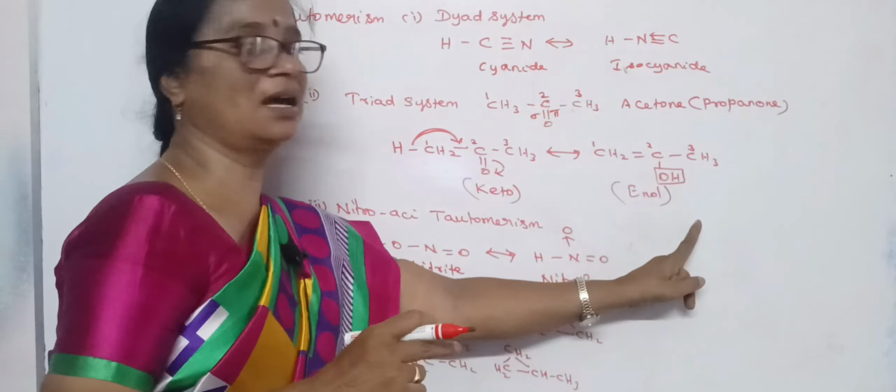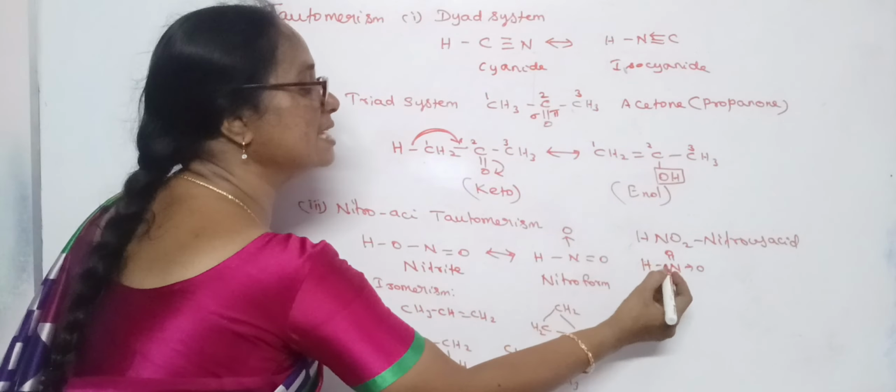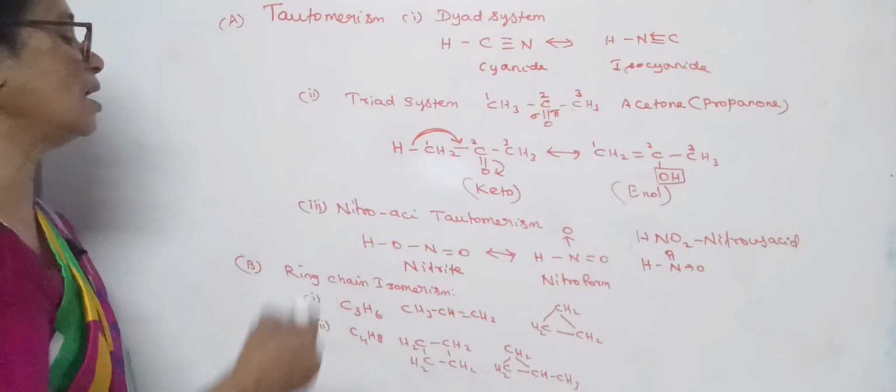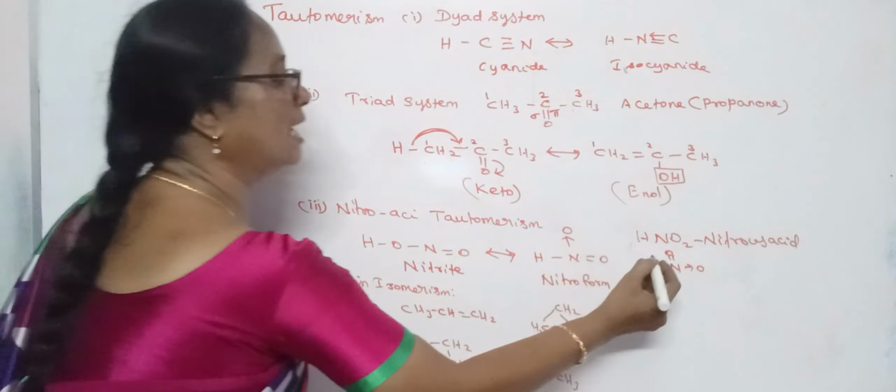The next one, nitro-acid tautomerism, for which we are taking nitrous acid, HNO2. The compound is nitrous acid. In this nitrous acid, we may find a nitro form. That means we write the compound as H-N double bond O. This is the nitro structure. But at the same time, the hydrogen can oscillate towards the other oxygen. By that, we get the nitrite structure.